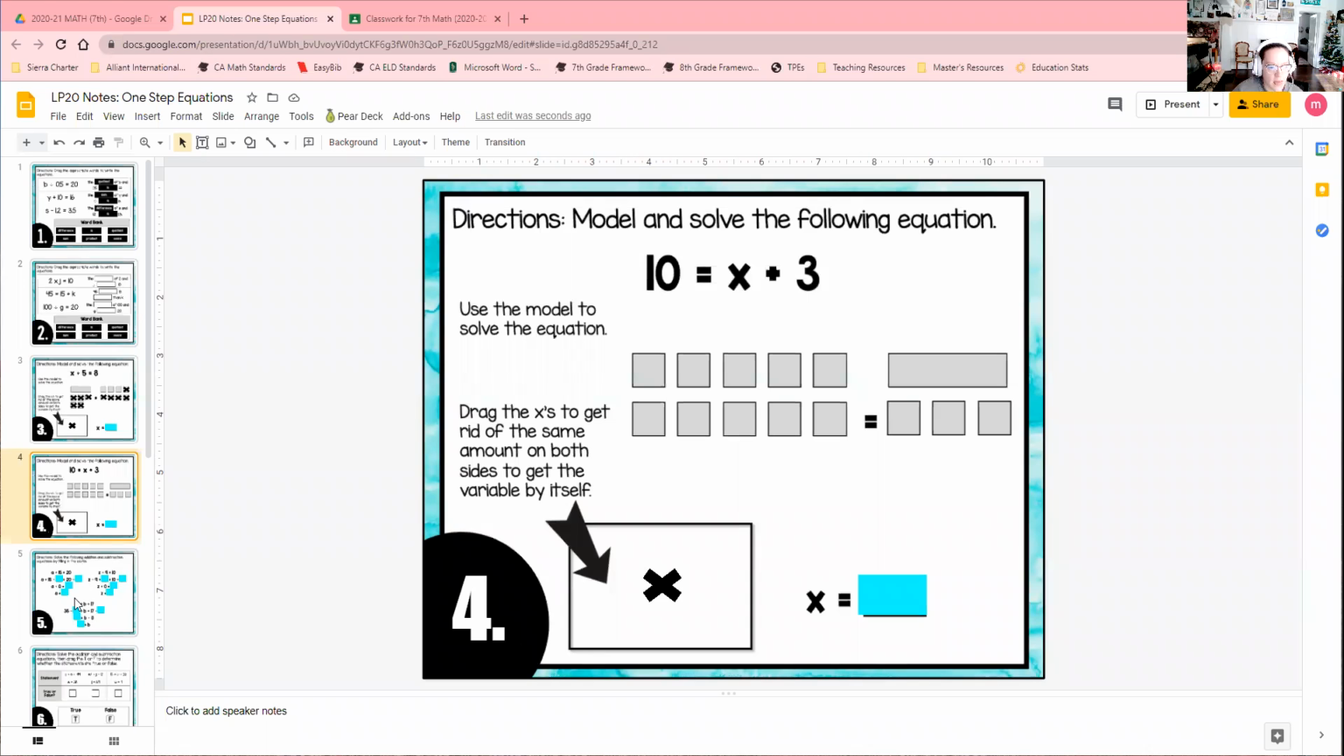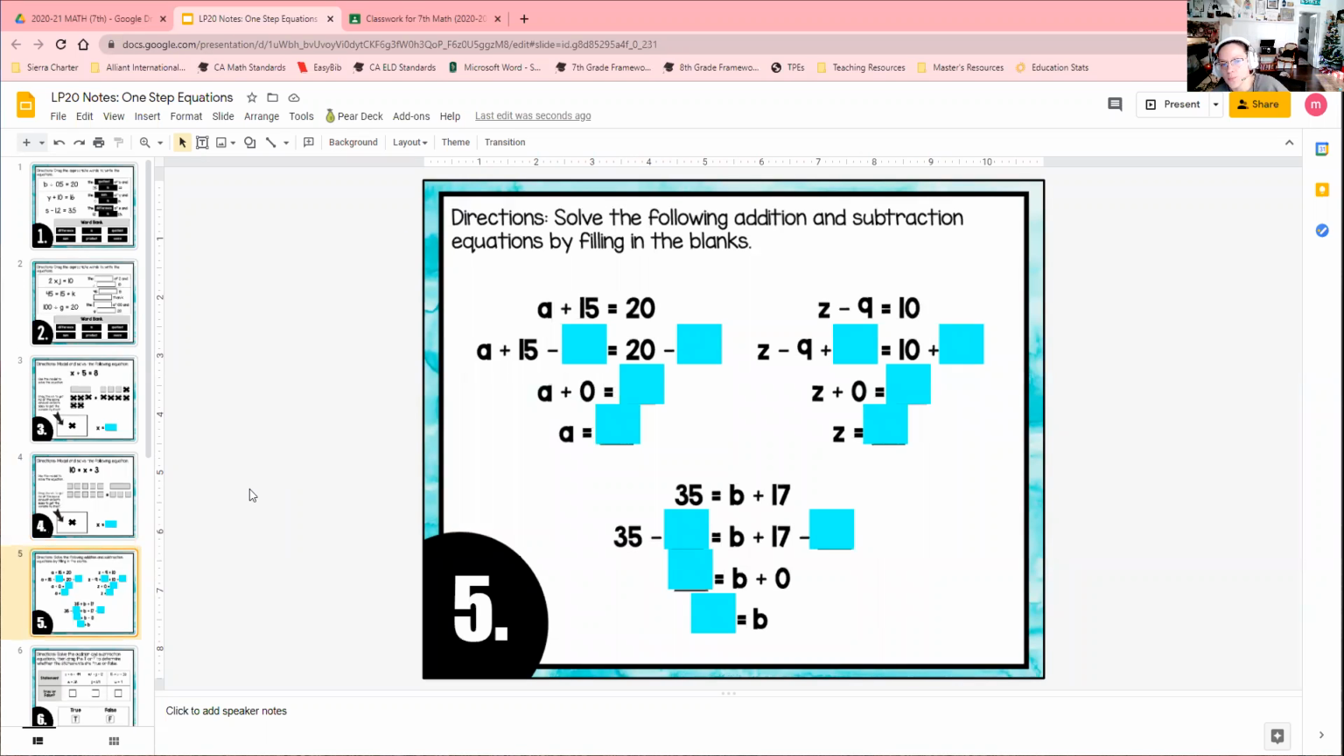Okay. The next page has you practice solving these, showing your work completely, fully working it out, seeing what's going on here.